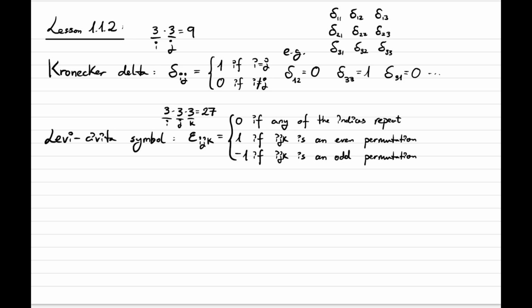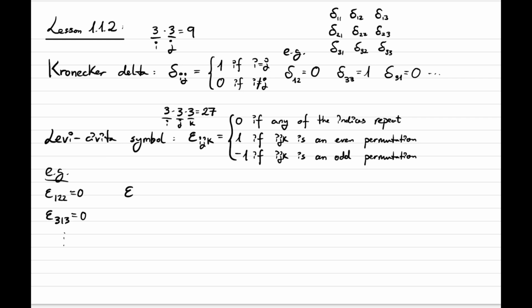So some examples: if we have epsilon 1, 2, 2, it's going to be 0 because we have the 2's repeated. Epsilon 3, 1, 3 is also 0, and so on with any repeated indices. Now we are going to write a sequence of indices which doesn't have repeated indices, and we are going to apply our knowledge about permutations.